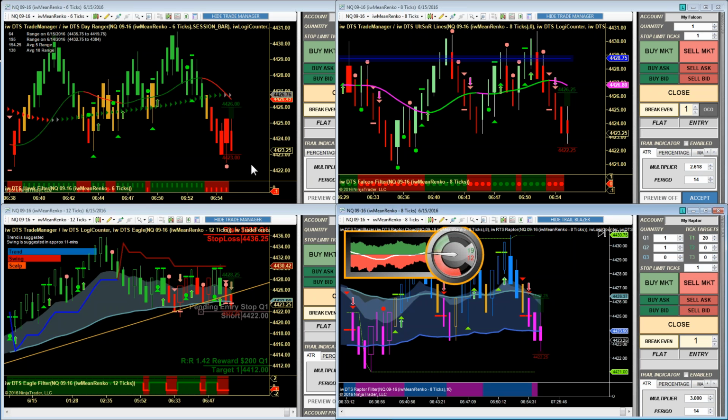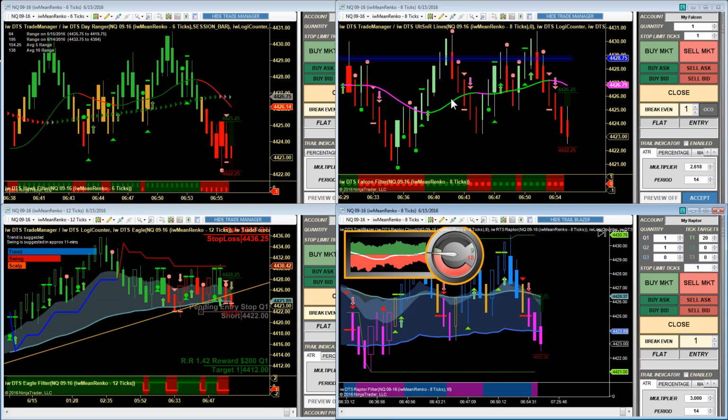See what I mean about having three different tools? If you had just one tool, whether it was a stochastic crossover or a moving average type system, it may or may not be producing a signal for you right now. We've got our Eagle signal, so we've kind of got our bases covered. Waiting on the Falcon, the Hawk, and the Raptor.